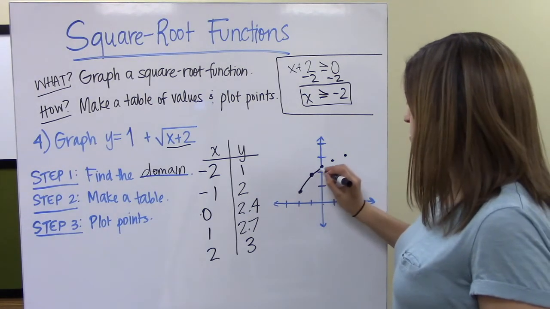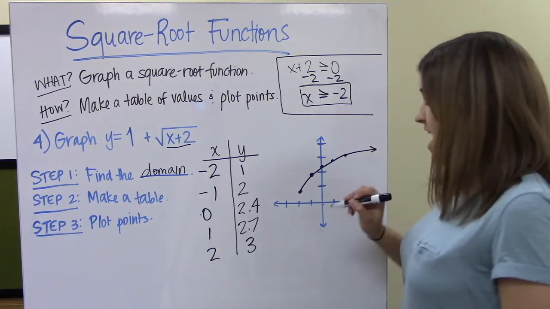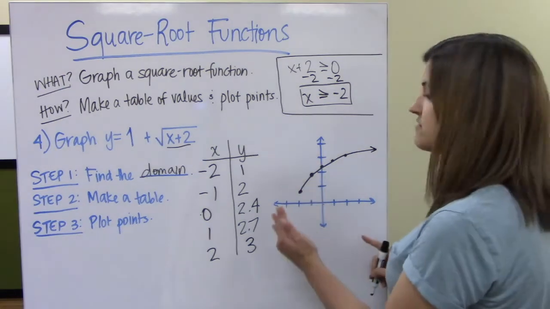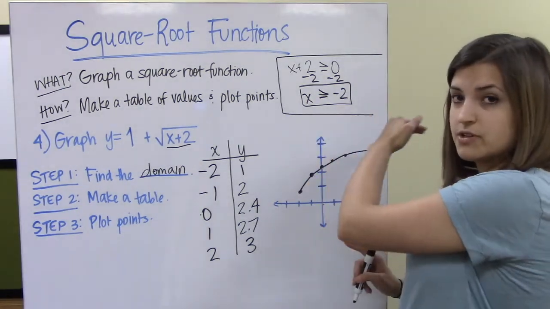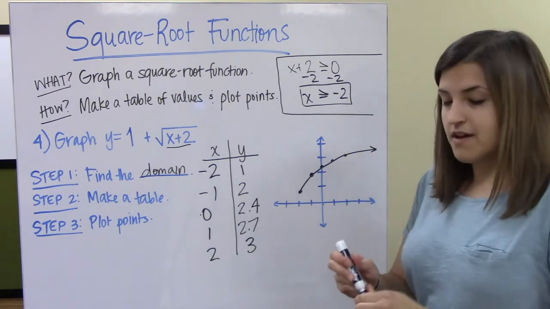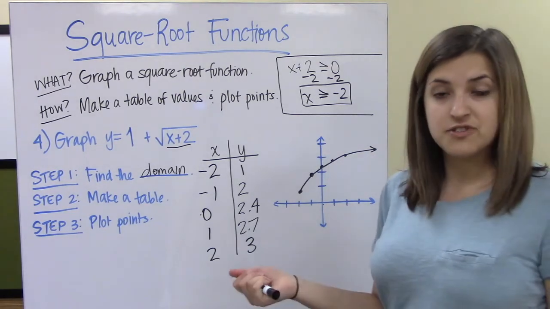So my function is starting to kind of look like that. And that is what we want to see. It starts off steeper, and it gets shallower and shallower as we go on. All right, so that's basically it for square root functions.